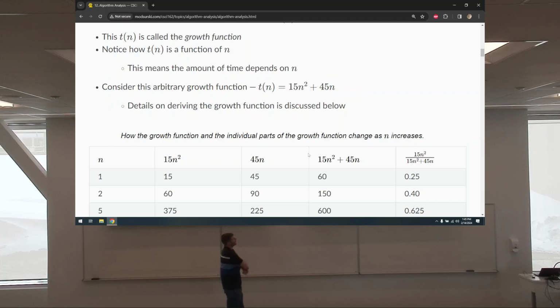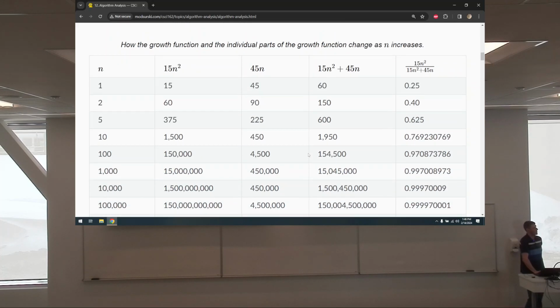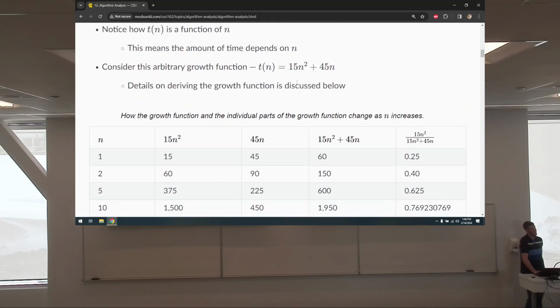T of n equals 15n squared plus 45n. Okay, that is our growth function. If at any point right now you're thinking, well, where did that actual 15n squared plus 45n come from? Don't worry about that right now. We're going to talk about that a little later. This is just a growth function for some algorithm. I've already calculated it for you. So T of n equals 15n squared plus 45n.